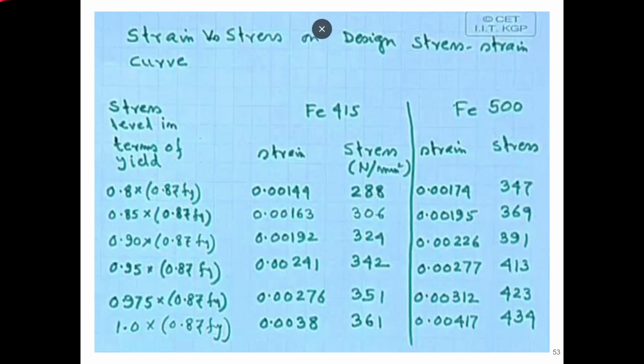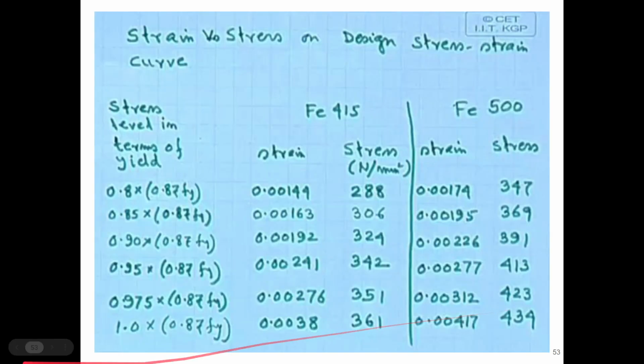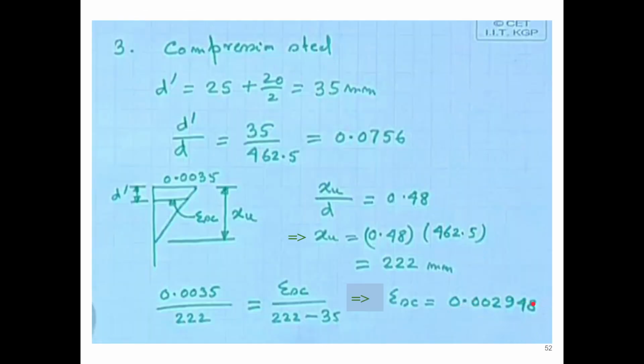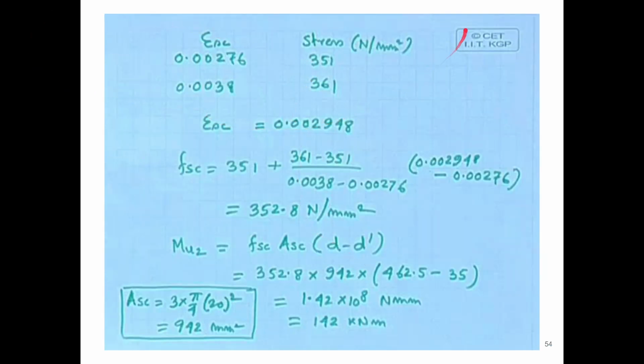Using the table which we discussed earlier, through interpolation we will find the value of FSC, that is the stress in steel at compression, at a strain value of 0.002948. If you see clearly, it will be between these two values. At 0.00276 it is 351, and at 0.0038 it is 361. So what will be the FSC value at 0.002948? We have to find it in between.